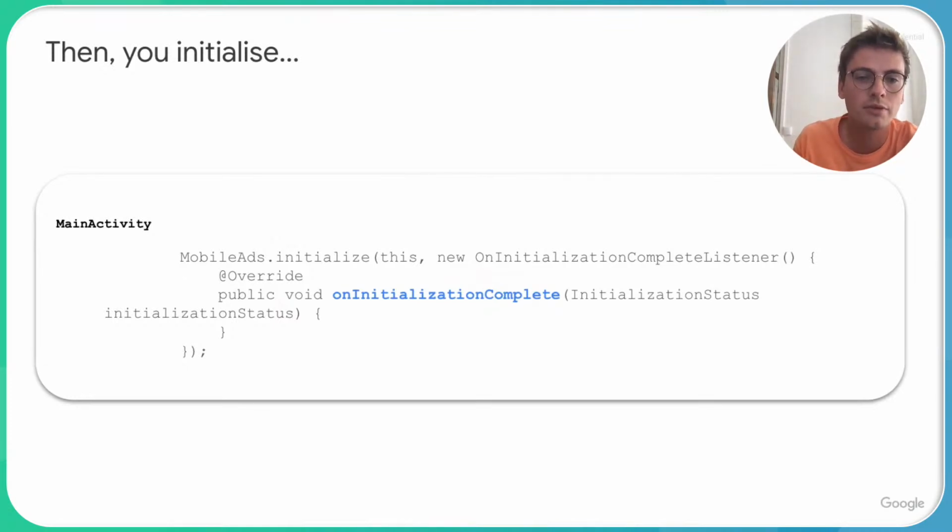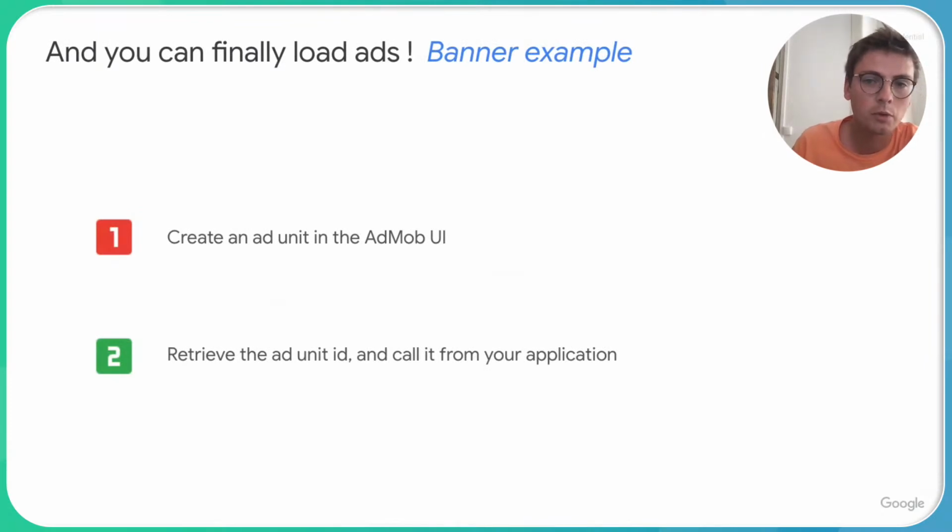You can actually wait for a callback called onInitializationComplete. It basically does what it says: it will call you back whenever the initialization is complete. We are only talking about a matter of a second or so, just the network round trip between your app and our server to give you back the list of configuration we want you to have in the app. So that's it for the initial configuration and initialization. When you're done with those two steps, you can finally load ads.